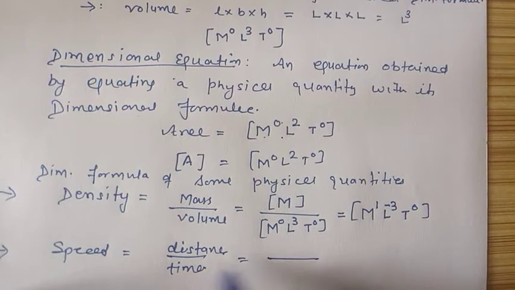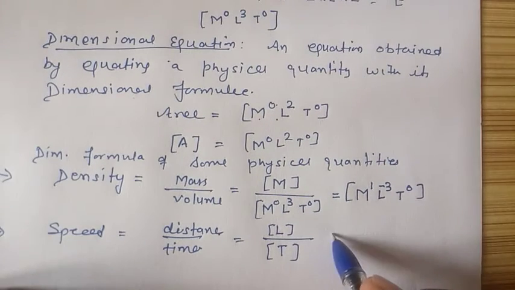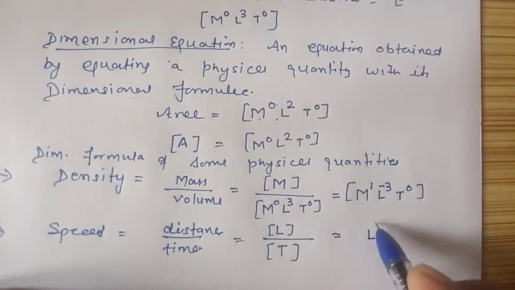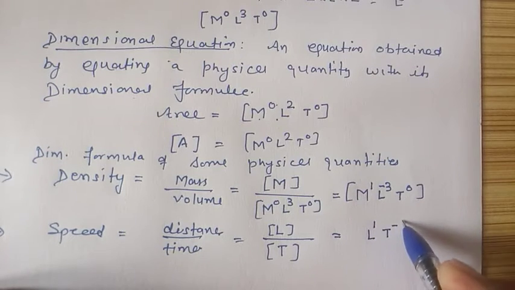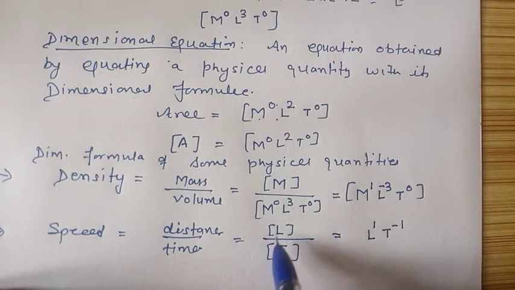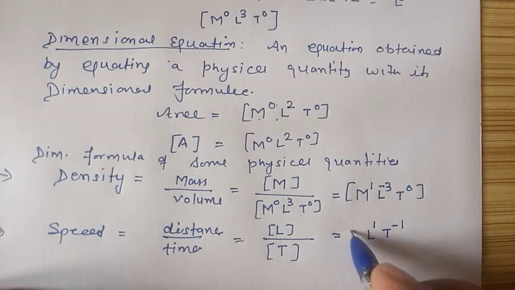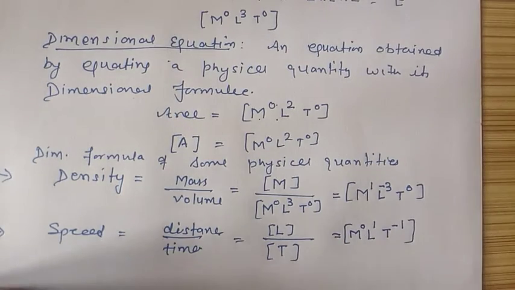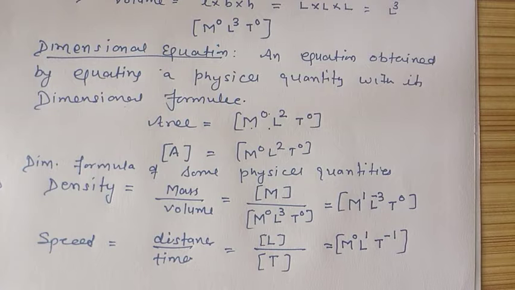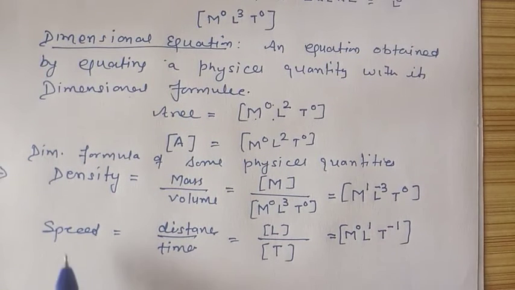So distance has the dimensions of length, so L, and time has the dimensions of T. So how will we write it? L power 1, T power minus 1. Here there are no dimensions of mass, so we will write it as M power 0. So this is the dimension formula for speed, or you can say the velocity. Speed and velocity have the same dimension.